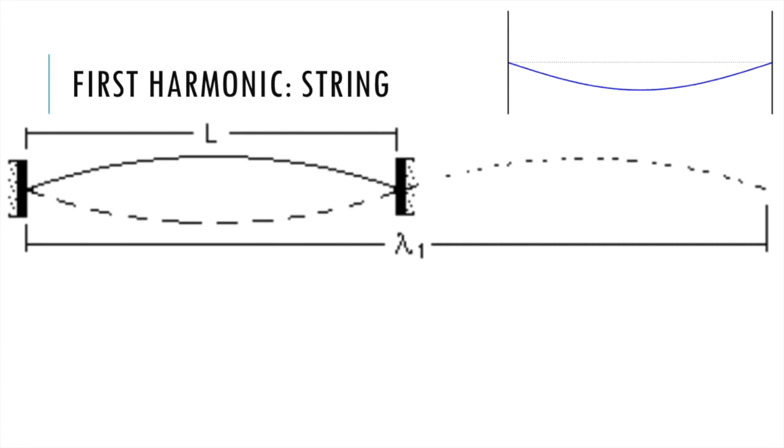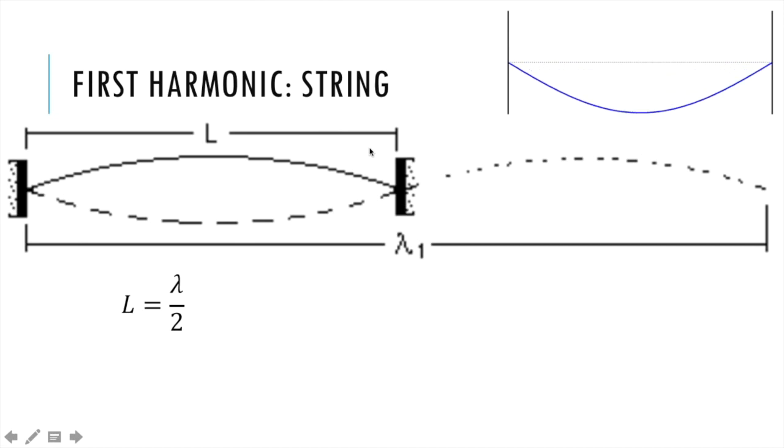So now we'll look at the math of the first harmonic on a string. This picture gives you a good visualization of what that shape looks like. Again, this is the simplest standing wave that we can form on a string fixed at both ends. What you want to see is that this shape is half of one wavelength. One full wavelength here is represented by the dotted line.